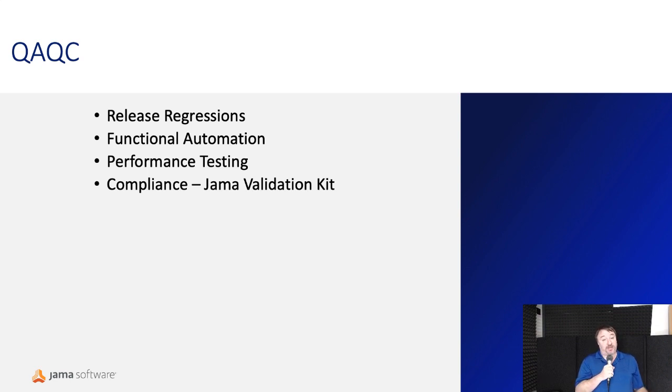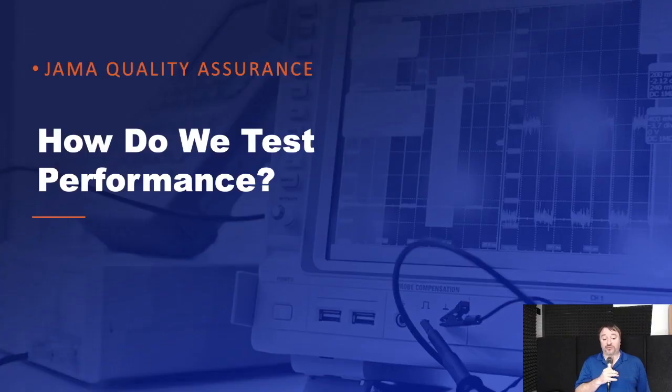We do our functional automation, so we use Selenium and Java. And that's where we also do our performance testing. So we use a tool called Gatling, and we run through all the performance tests. We trend them release to release. And then finally, we package all that up into the Jama Validation Kit. So that's something we provide to some of our enterprise customers. You can talk to your account manager about how to get that. But it's really a package, for compliance or certification, of all of our practices, all the test results, and everything we do internally. So then, that all comes together.